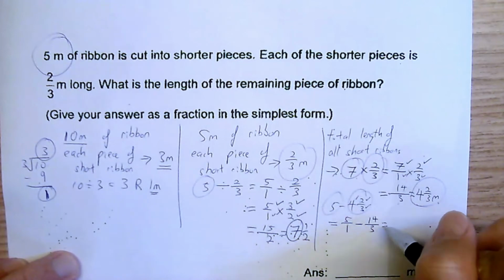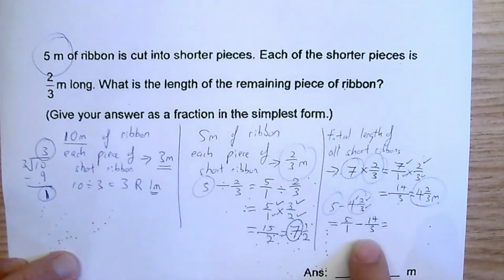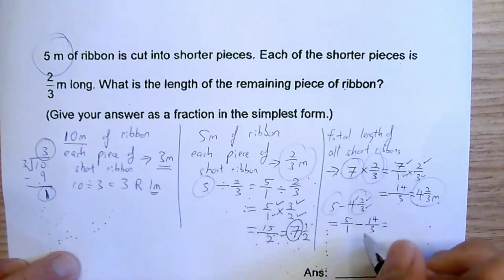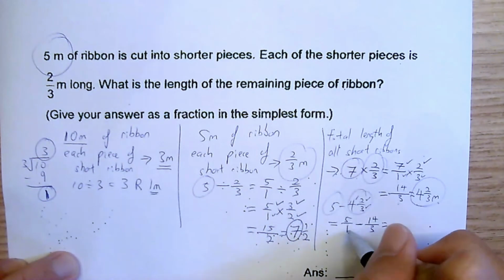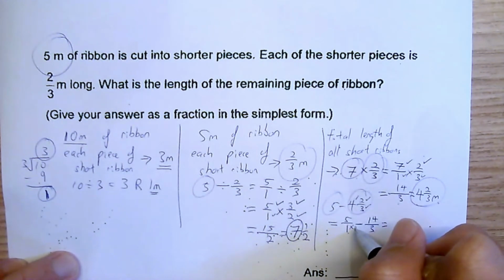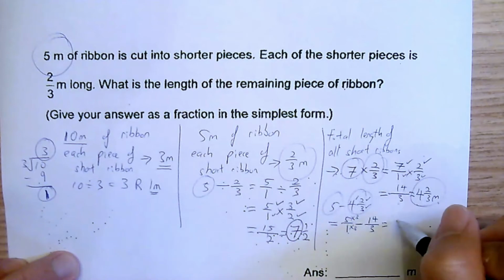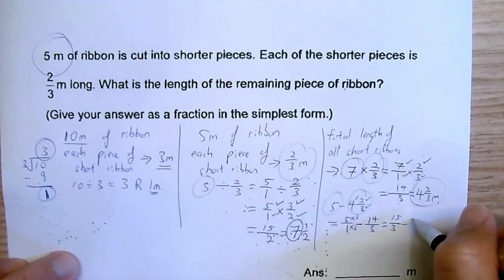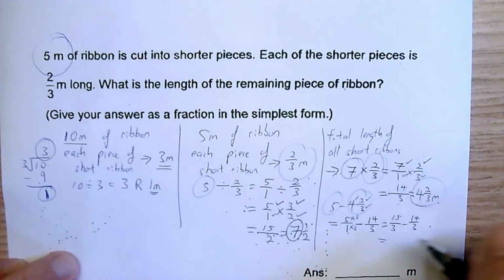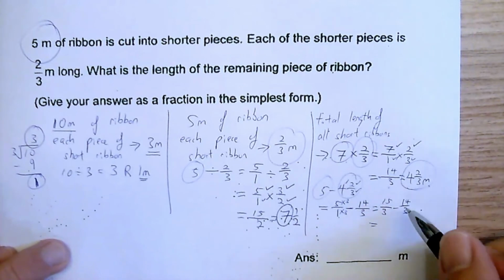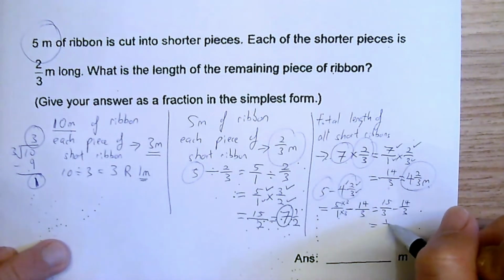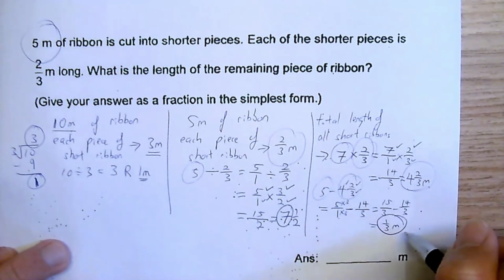So remember, in order to subtract a fraction, your base must be the same. Since this base is 1, this base is 3, I need to change this into 3. I multiply by 3, I multiply by 3. This will give us 15 over 3 minus 14 over 3. So this will be quite simple. 15 over 3 minus 14 over 3, that will give us 1 over 3 meters long. So this is the remainder length.